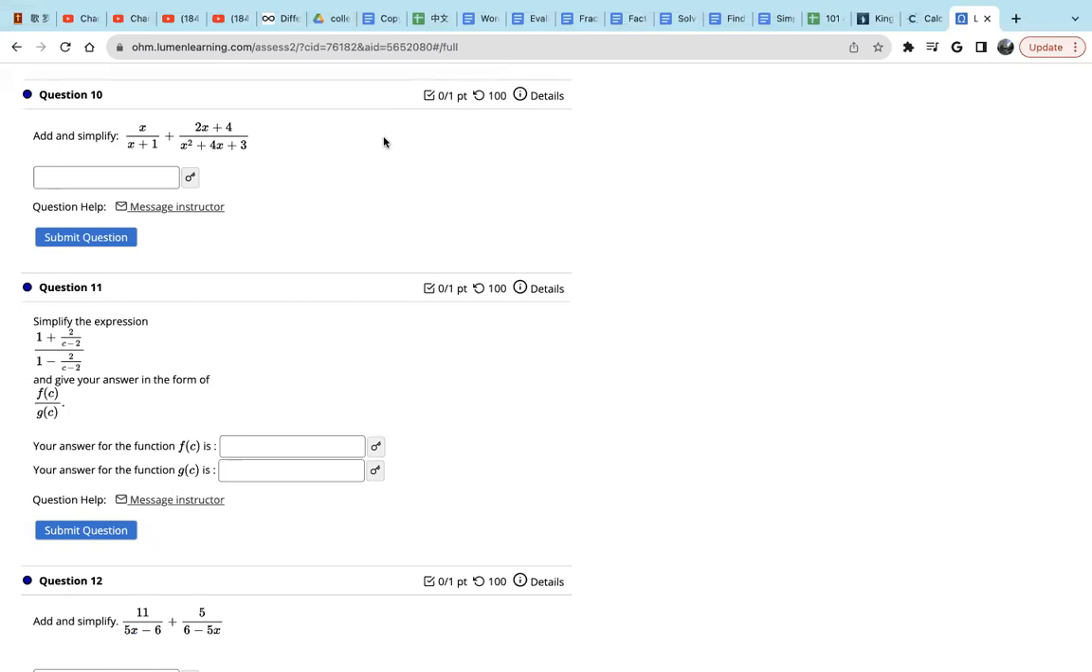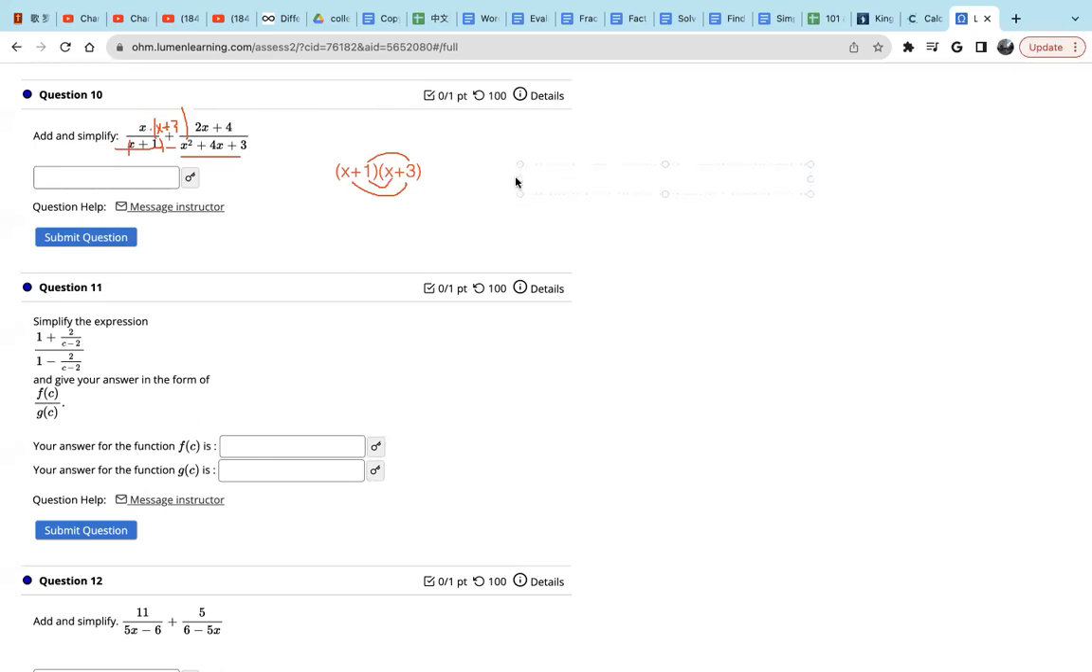Okay, let's see 10. We want to add those two rational expressions. We need a common denominator. So the second denominator can be factored as x plus 1 times x plus 3, right? Because 1 times 3 is 3, and 1x plus 3x gives us 4x. So that's the factorization of this. The first expression already has x plus 1, so we need to multiply x plus 3 in the numerator and in the denominator. Basically multiply by 1, where this 1 is x plus 3 divided by itself.